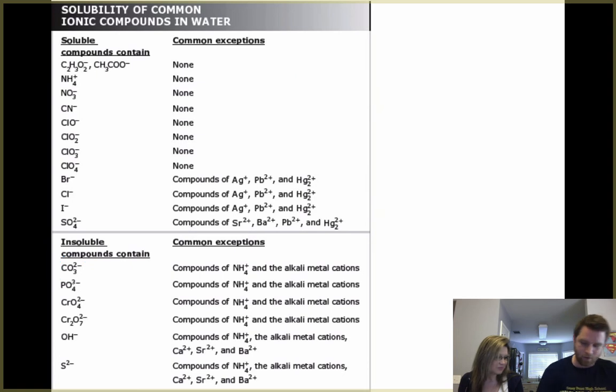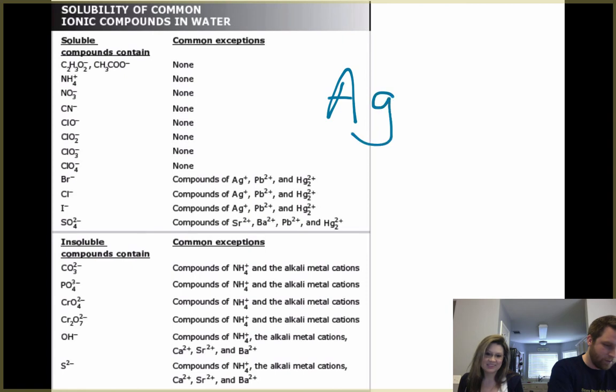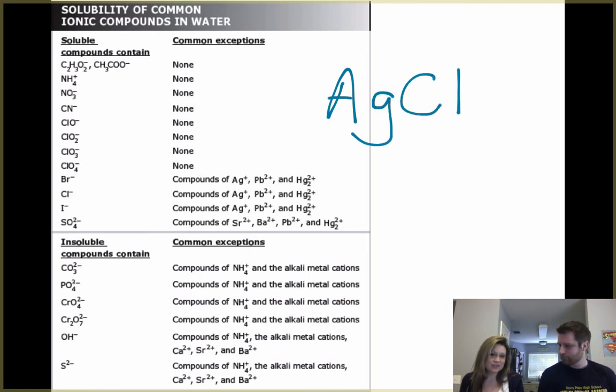Okay, now we just have one more to go. To go 5 for 5 and win the grand prize. Ready? Sure. Silver chloride. Okay. Chlorine is in the soluble compounds box, and silver is an exception. So silver chloride is insoluble.